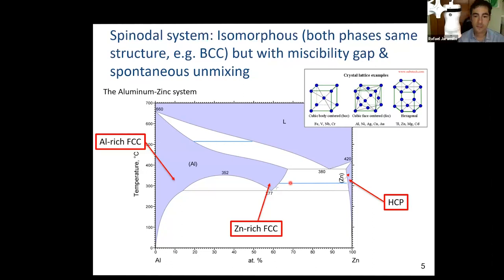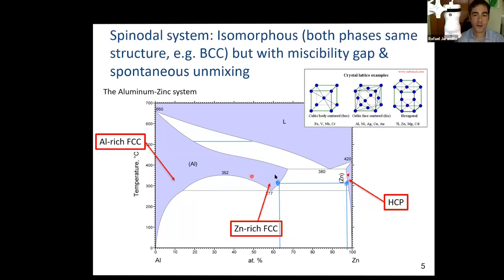You're going to have a zinc-rich FCC with this composition coexisting with HCP with a little bit of aluminum dissolved in. So you have this composition coexisting with this composition, right? That's how you read those two-phase regions. Good.